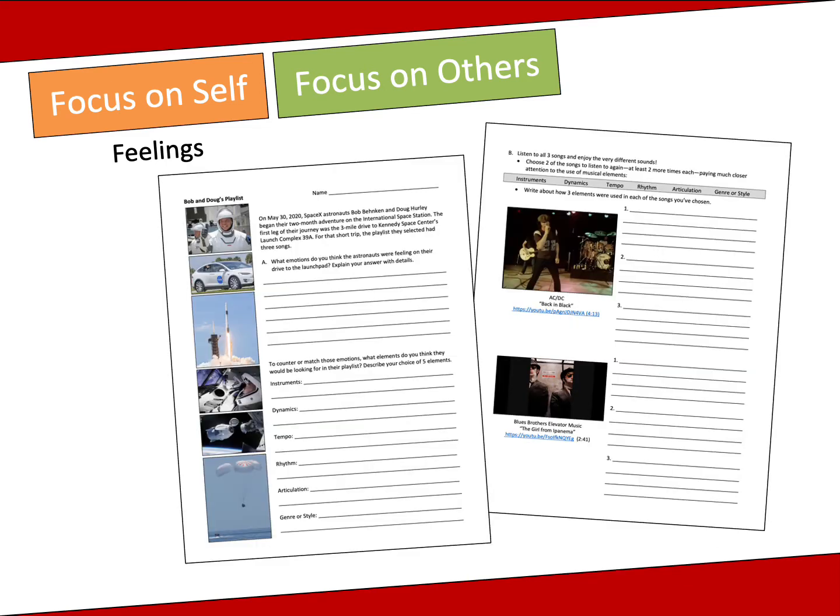Here's another opportunity to think about feelings or emotions. What emotions might you experience if you were an astronaut about to begin a 2-month adventure on the International Space Station? Students can think about that question based on the playlist of SpaceX astronauts Bob Behnken and Doug Hurley. Their selections were performed by AC/DC, the Blues Brothers, and the horn section of the United States Army Field Band. Finally, what's another musical selection that students would want to add to their playlist?